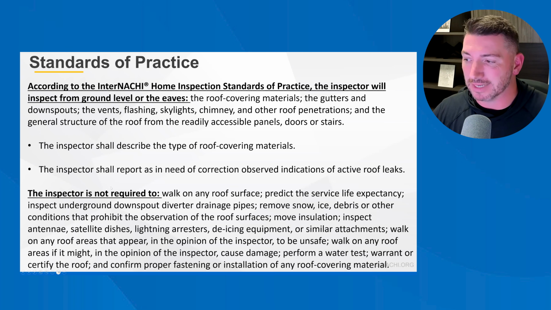Okay, the inspector is not required to walk on any roof surface, predict the service life expectancy, inspect underground downspout diverter drainage pipes, remove snow, ice, debris, or other conditions that prohibit the observation of the roof surfaces. You're not really required to move anything, right? So you're not required to move insulation, inspect antenna, satellite dishes, lightning arresters, de-icing equipment, or similar attachments. And you're not required to walk on any roof area that appears, in the opinion of you, the inspector, to be unsafe, right? Which you're not required to walk technically on the roof anyway. So if it appears unsafe, that's sort of a double. You don't need to do that.